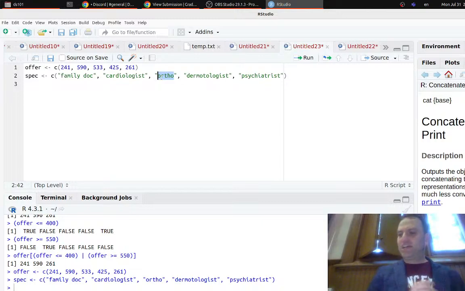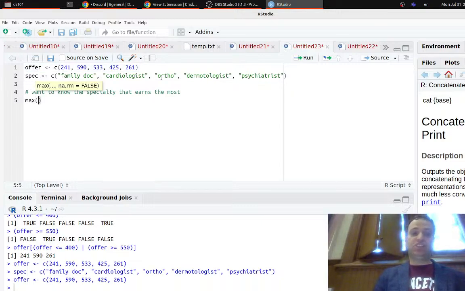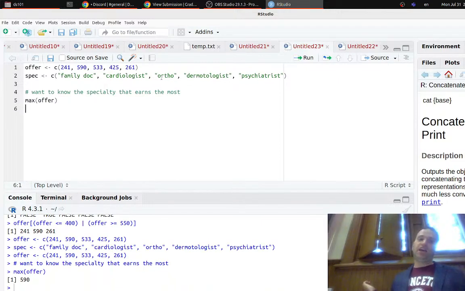So okay, let's say that I want to know the specialty that earns the most. It's easy to find out what the largest salary is. You can just do max offer, and that gives you the maximum salary, but that's not what I want to do. I want to find the specialty that corresponds to 590. Here it's just 5 numbers, so you can do it by eye.